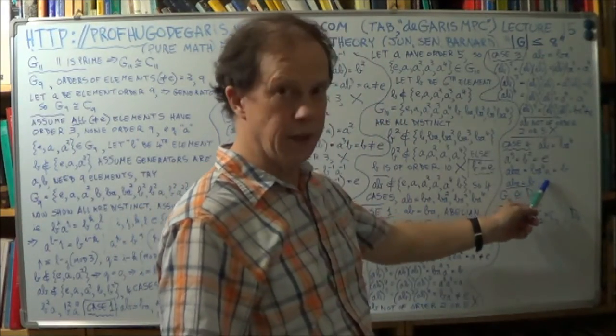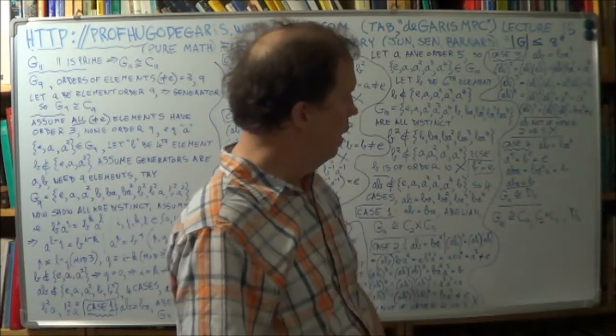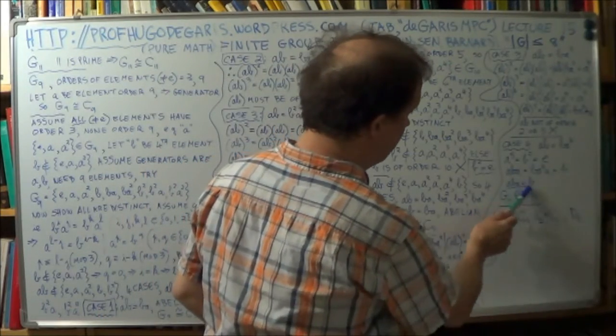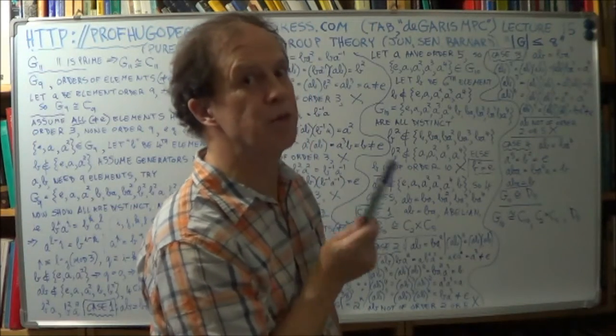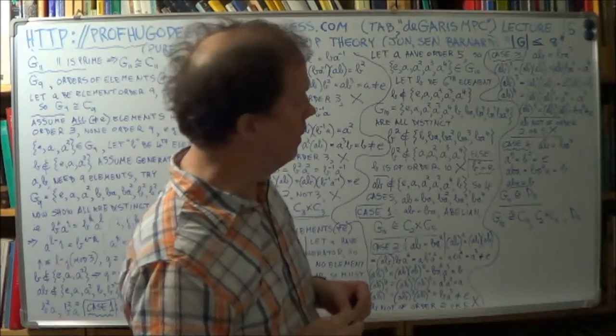So I'll get BA to the fourth A. So A to the fourth A is A to the fifth, that's E. So BE, and that's just B. Now, you've got ABA is B, alright? Ring a bell? ABA equals B. You've seen that quite a few times.